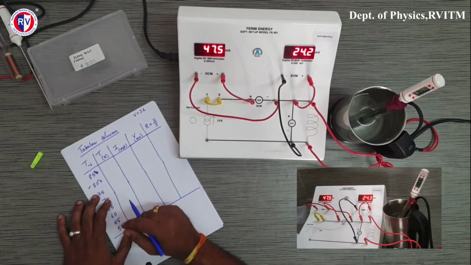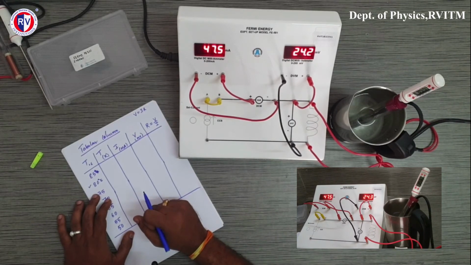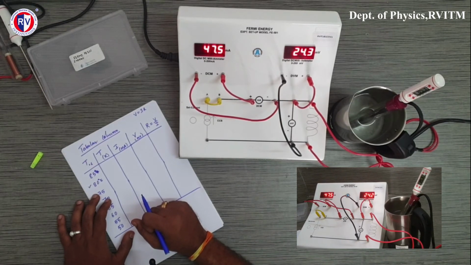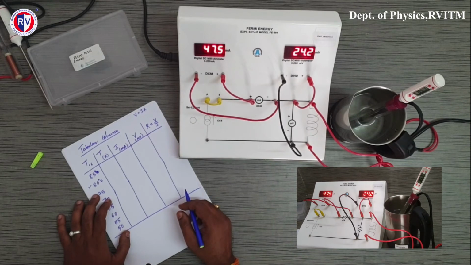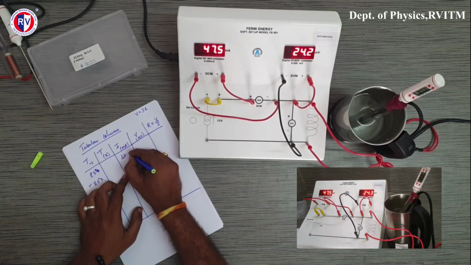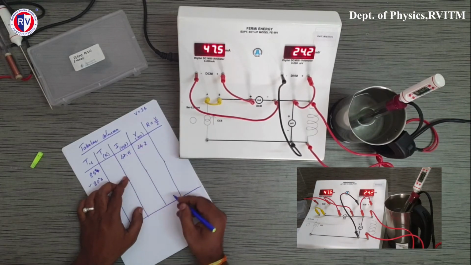Now it is 85.7, 85.6, 85.5, 85.4, 85.3, 85.2, 85.1 and 85. For 85, the current is 47.5 milliampere and the voltage is 24.2 millivolts.